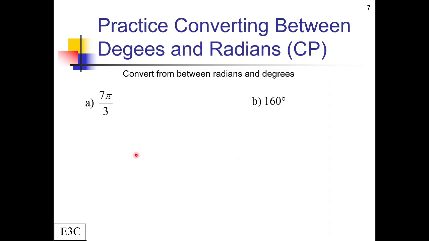All right, let's see how this went if you're doing these problems. So this first one, we need to convert it to degrees. So let me multiply by 180 degrees over pi. Pi's cancel. 180 and 3, that can reduce to 60. So we have 7 times 60, which is 420 degrees.